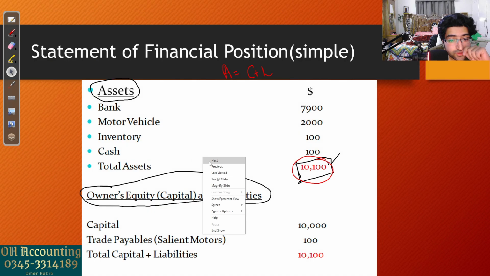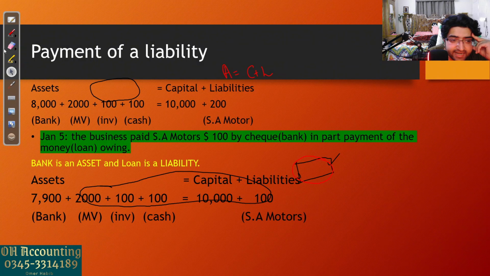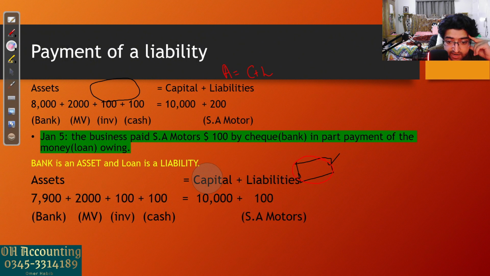Okay, moving back to check the liabilities. Capital is 10,000, we have recorded that, and liabilities in the final step were 100. This is the final accounting equation. This is the impact after all the transactions. So these are the final amounts that we have to move to the SOFP.